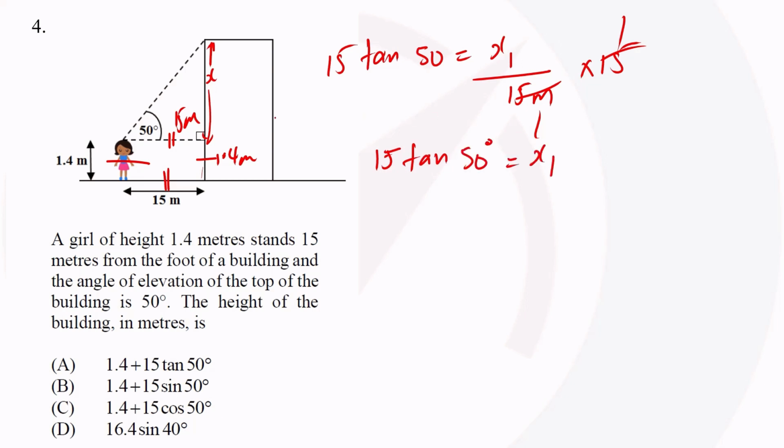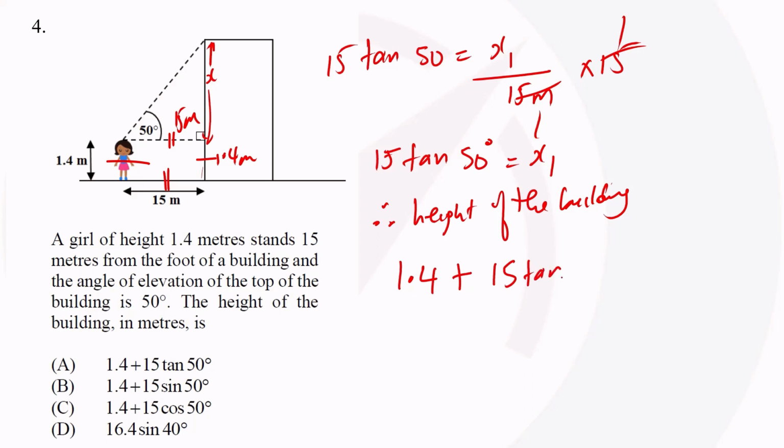So therefore, the height of the building is going to be whatever value we would have gotten for here plus the 1.4. So it's going to be 1.4 plus 15 tan 50 equals the height of the building. Alright, so which one matches? Our match goes with A. So 1.4 plus 15 tan 50.